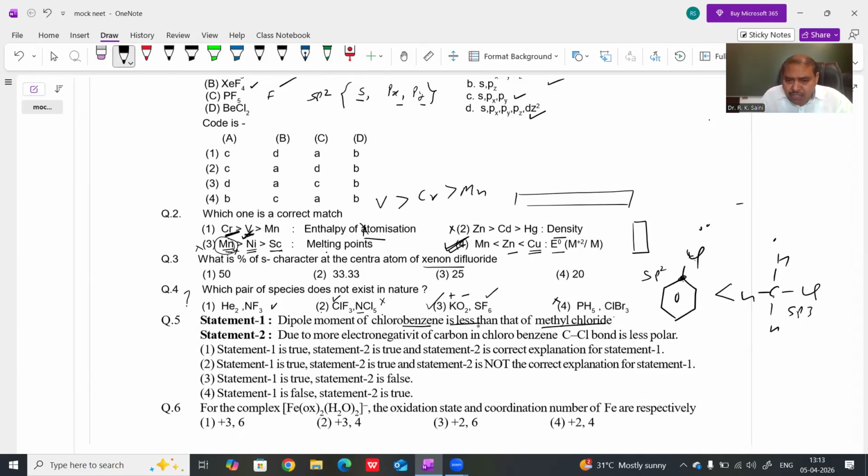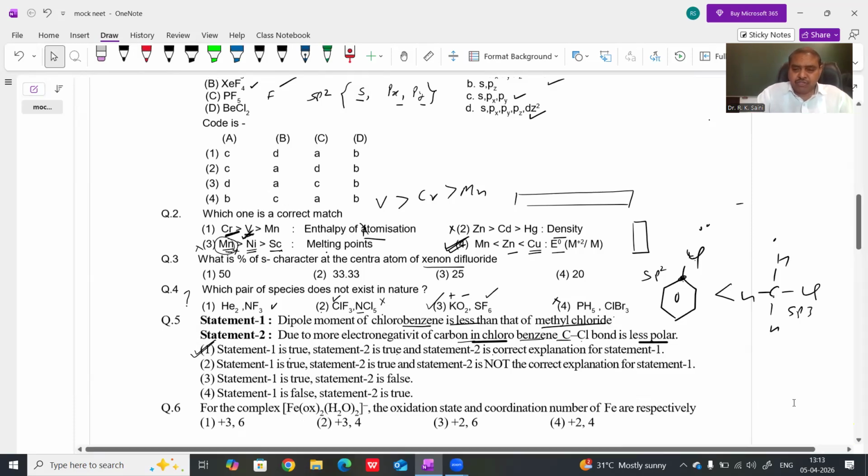The dipole moment of chlorobenzene is less than methyl chloride. And the second statement, due to more electronegativity of carbon in chlorobenzene, is a very correct explanation. With more electronegativity of carbon in chlorobenzene, the carbon-chlorine bond is less polar, and hence option first is correct. Statement first is correct, second is correct, and second is the correct explanation of statement first. Therefore, the answer is first. Question number next.